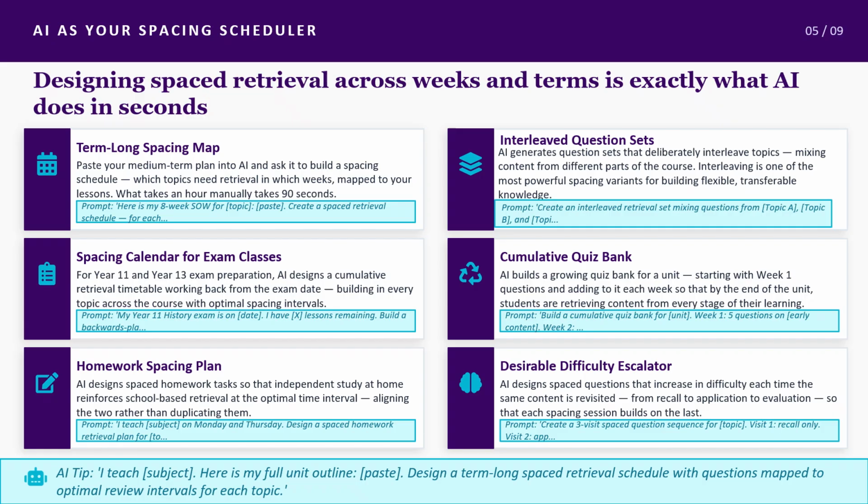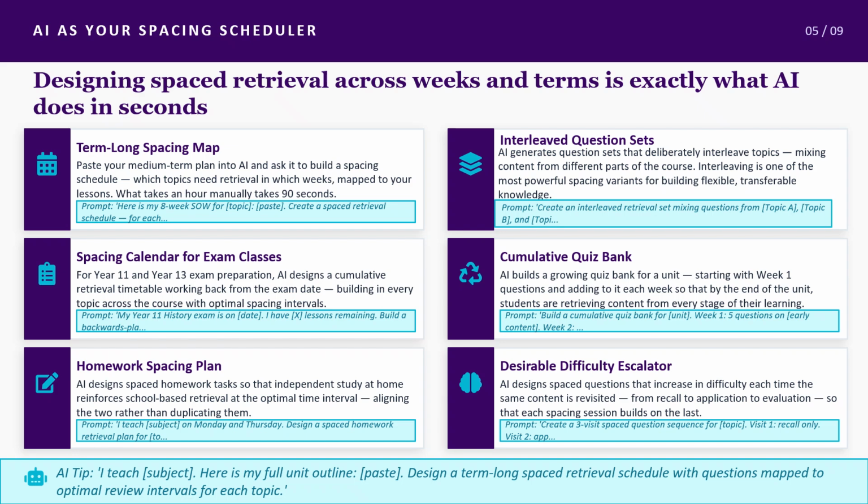The desirable difficulty escalator. This is one of the most powerful applications. Drawing on Bloom's taxonomy and retrieval practice research, we can look at the 3-visit sequence. AI can support in designing a 3-visit sequence for each key concept.